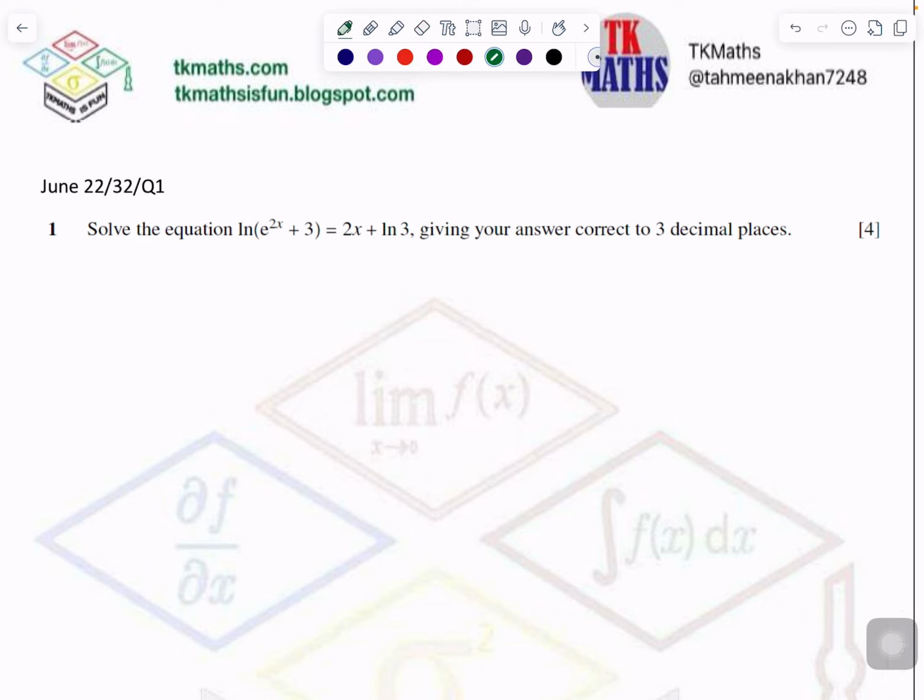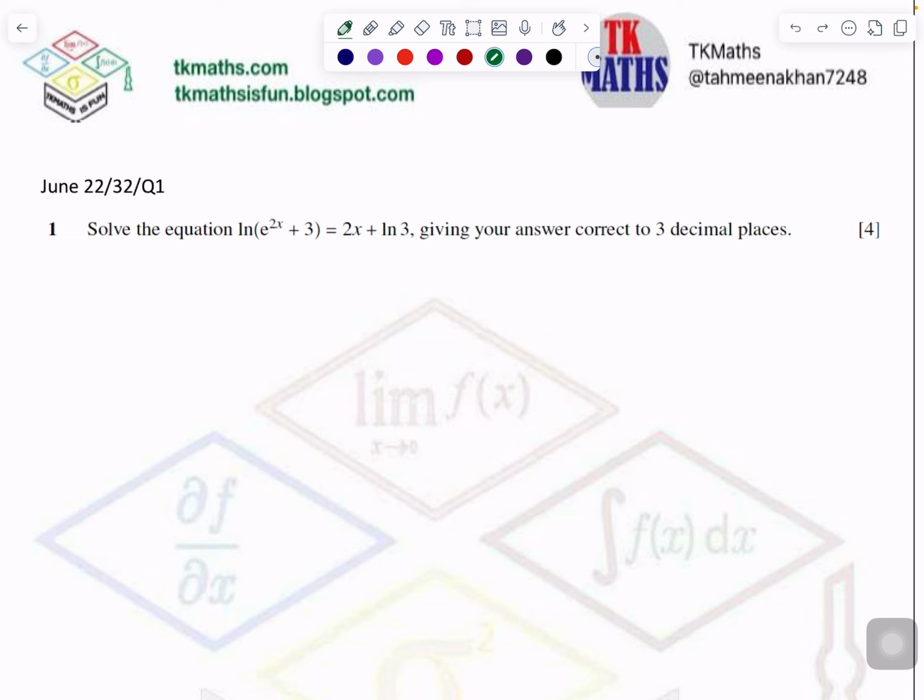Let's see this question, which is taken from June 22 variant 3.2. You have to give your answer to 3 decimal places, so be very careful. The important thing in log equations is that when you get your final answers, you have to check whether they are valid, because log is not defined for a negative number. So if you get an answer for x that makes a log term negative, you cannot accept it. I'm just giving you an idea; it may or may not occur in this case.